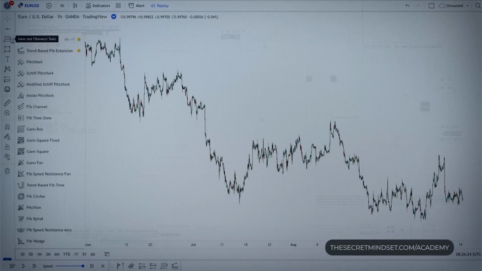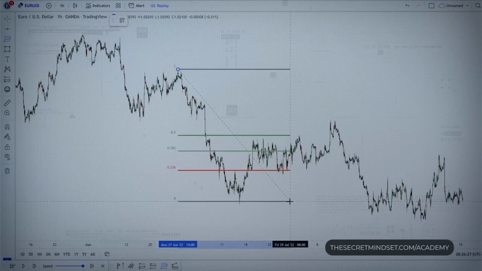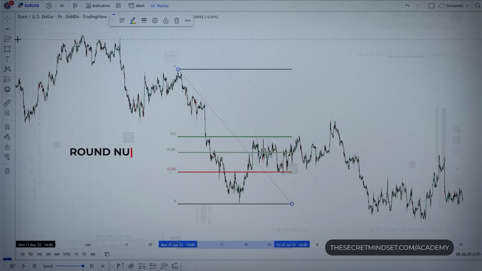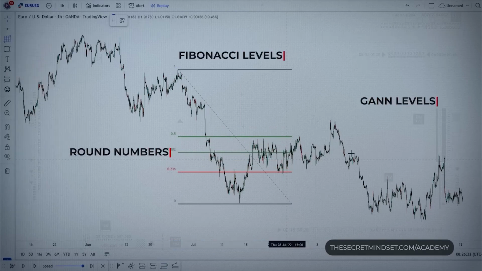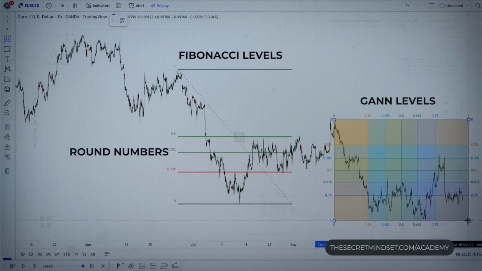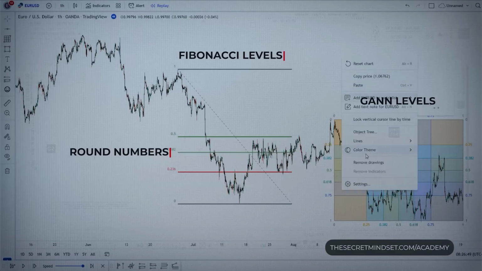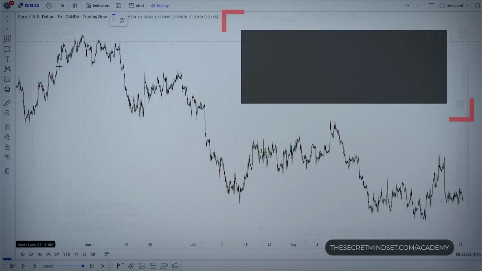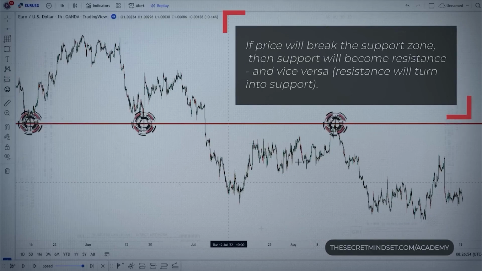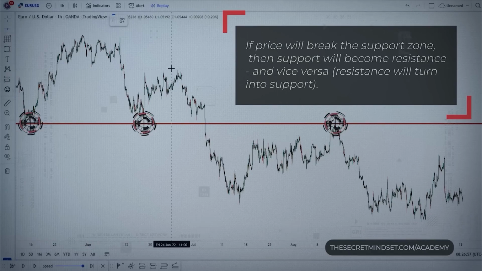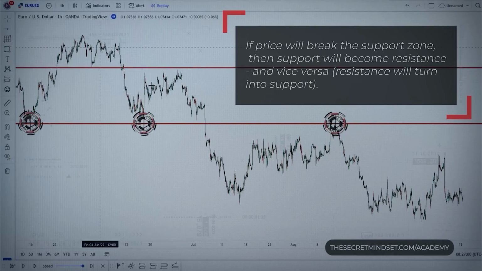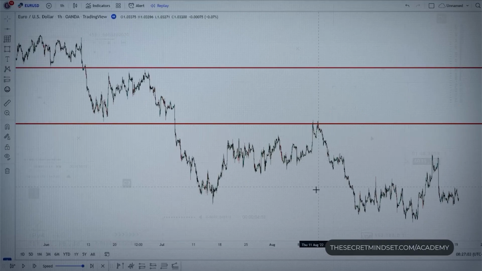Now another difference. Support and resistance trading is related not only to past price swings. Round numbers, Fibonacci or Gann levels are also areas of attraction and price reversal areas. Price spent a decent amount of time at these levels. Every time price comes to these levels, it tends to take a reversal or a breakout. If price will break the support zone, then the support will become resistance, and vice versa. This is a common trading strategy, which is actually very powerful when traded correctly.